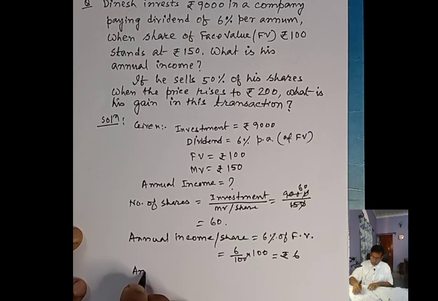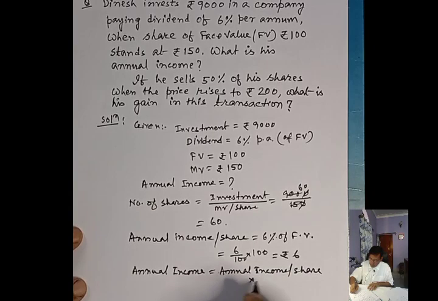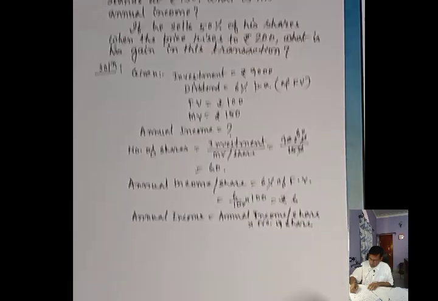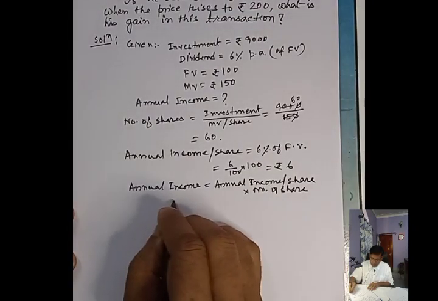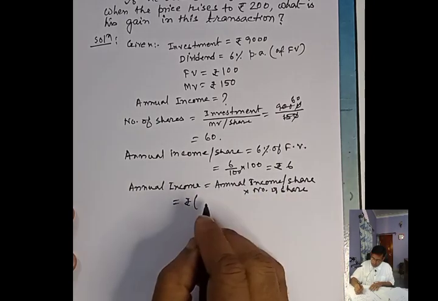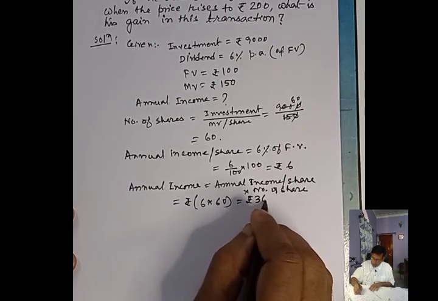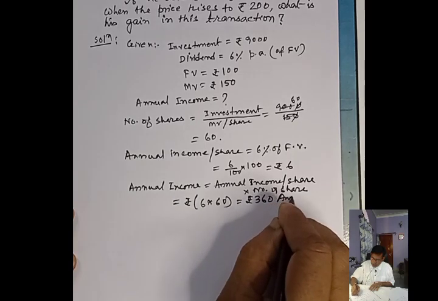So, annual income is equal to annual income per share into number of shares, is equal to rupees annual income per share 6 into number of shares 60 is equal to rupees 360. This is answer number 1.